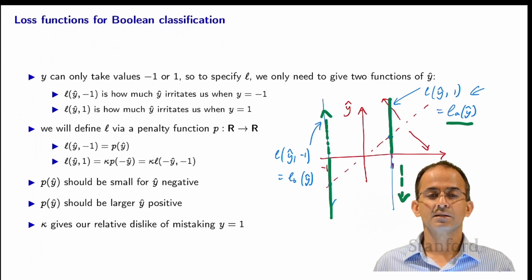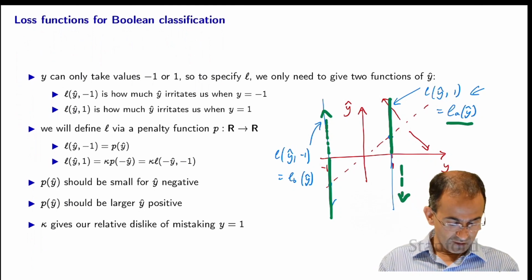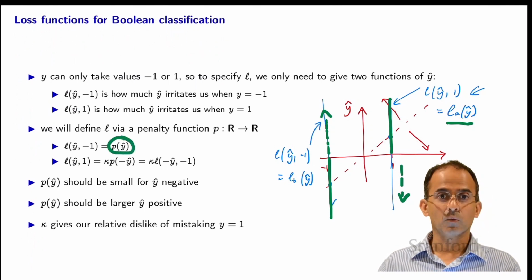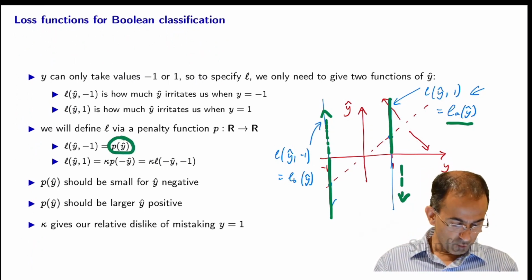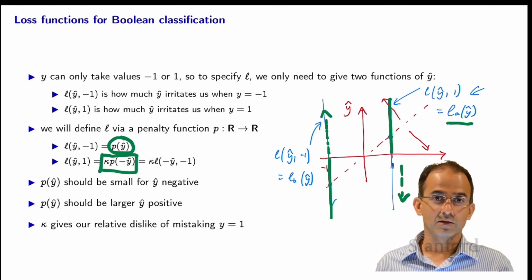Now, in order to get the property that false positives and false negatives irritate us different amounts, we're going to scale one of those. So in fact, we'll have L of y hat, minus 1 be p of y hat, and L of y hat, 1 be kappa times p of minus y hat.